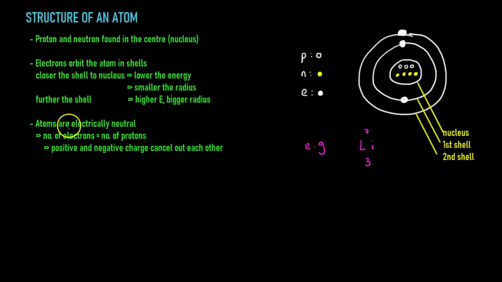Atoms are electrically neutral. This is because the number of electrons is equal to the number of protons. This is very important. The positive and negative charge will cancel out each other.